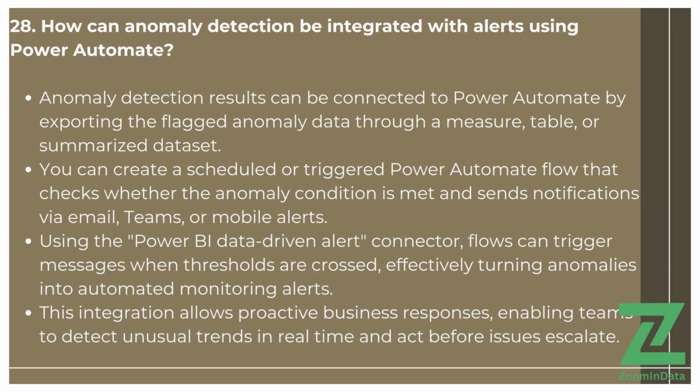28th question. How can anomaly detection be integrated with alerts using Power Automate? Anomaly detection results can be connected to Power Automate by exporting the flagged anomaly data through a measure, table, or summarized dataset. You can create a scheduled or triggered Power Automate flow that checks whether the anomaly condition is met and sends notifications via email, Teams, or mobile alerts.